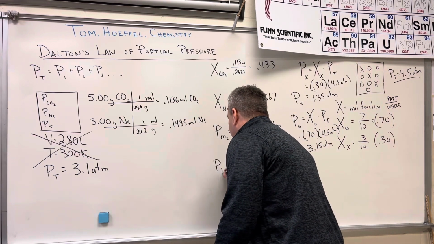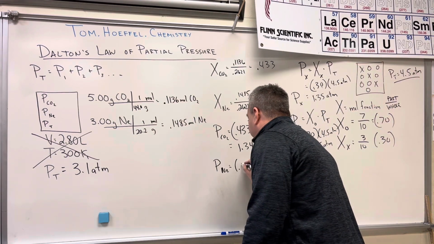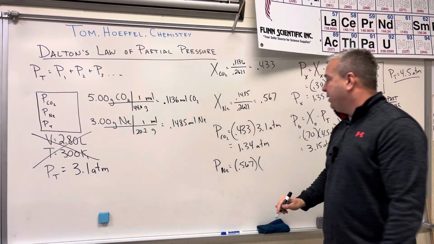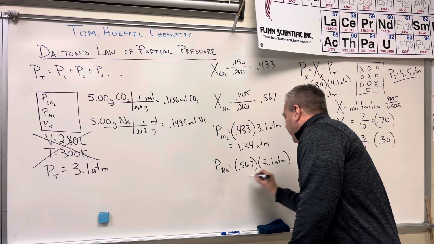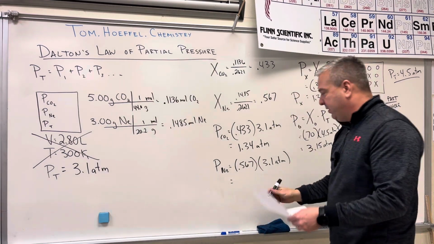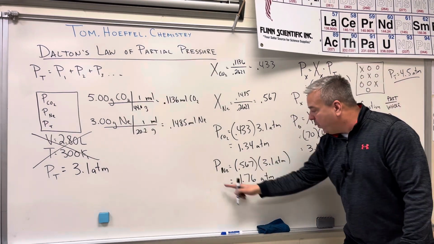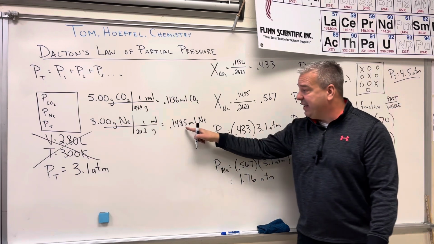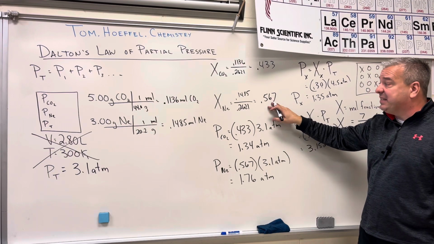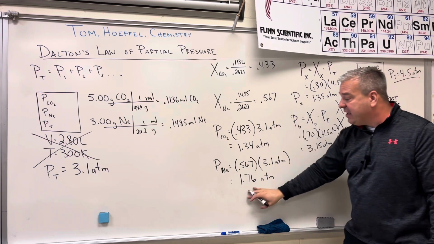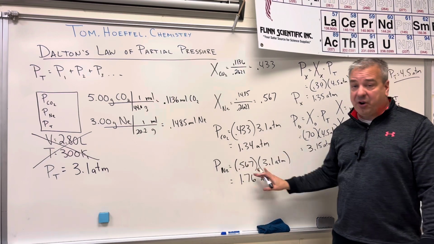Let's do the same thing for the neon. We're going to take neon's mole fraction, which is 0.567, and we're going to multiply it by the total pressure of 3.1 atms. And when you multiply those two numbers together, you get 1.76 atms. So you're getting more pressure from the neon. And remember, that's because there's more moles and hence a larger mole fraction. In fact, 56.7% of the pressure comes from the neon. So you're getting 1.76 from the neon and only 1.34 from the carbon dioxide.